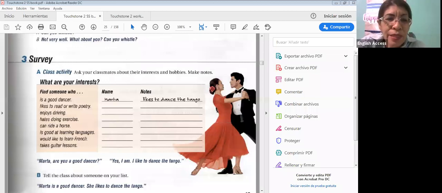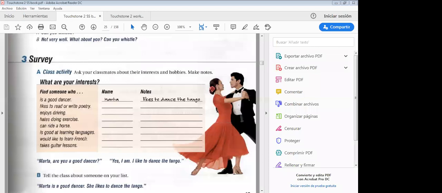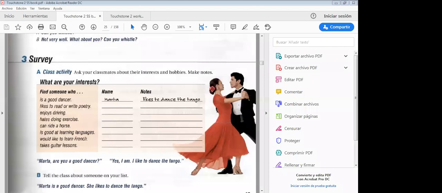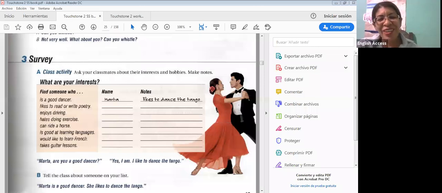Okay, the last question: someone who takes guitar lessons. Are you interested in? Just simple present, just simple present. Okay. Do you take guitar lessons? Excellent. Yes. Do you take guitar lessons? Correct. Now you're going to ask these questions.